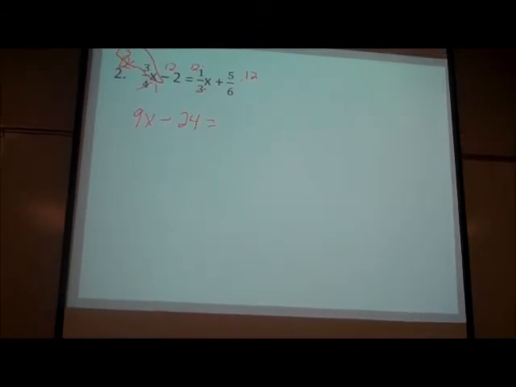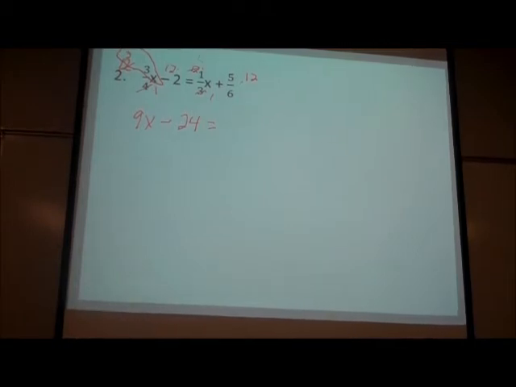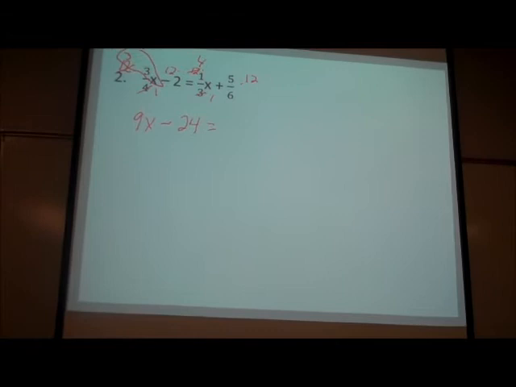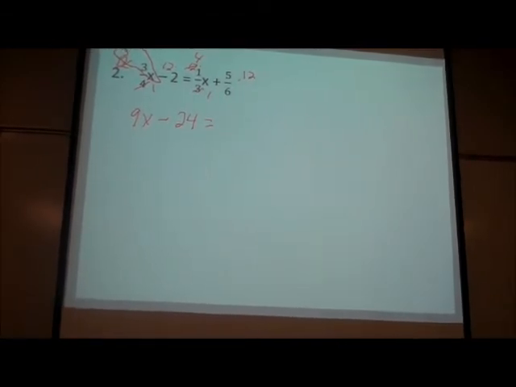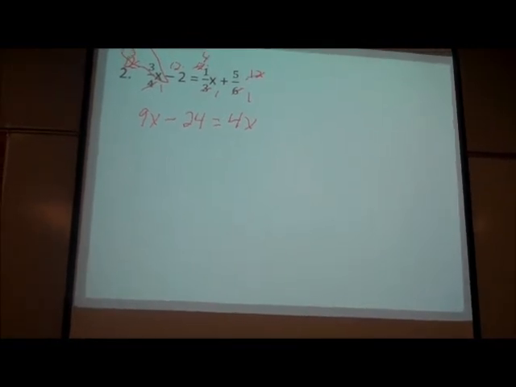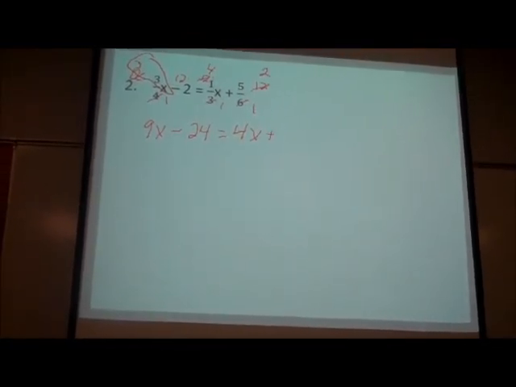Equals, again I cancel 3 into 3 and 3 into 12. So what do I have left here? Just say it out if you know. 4x. 4x, good. And I cancel it here. 6 goes into 6 once, 6 goes into 12 twice. So what do I have when I simplify that? 10.